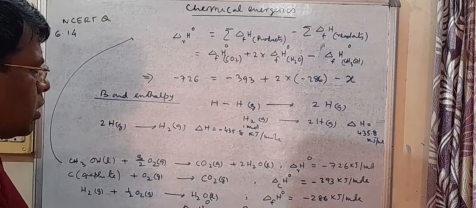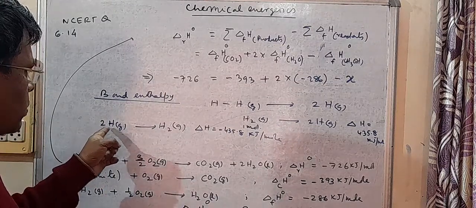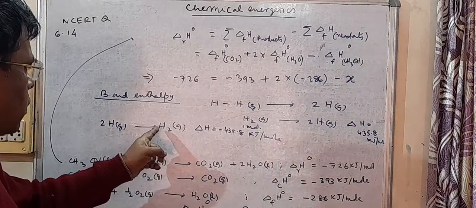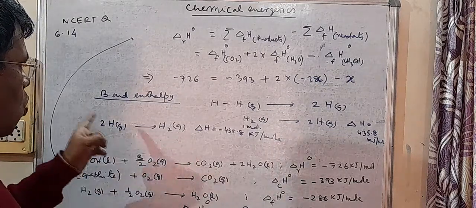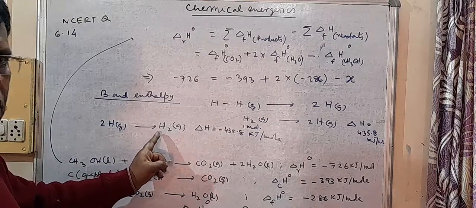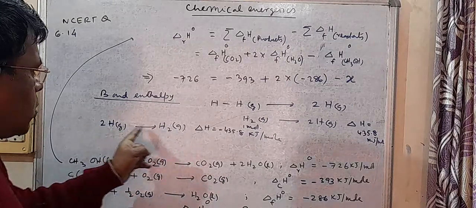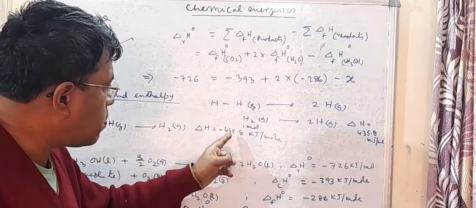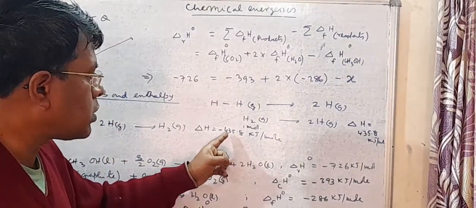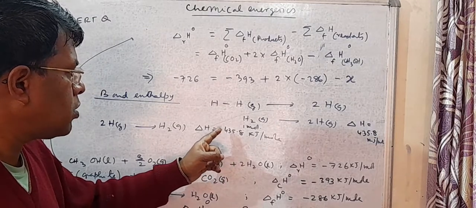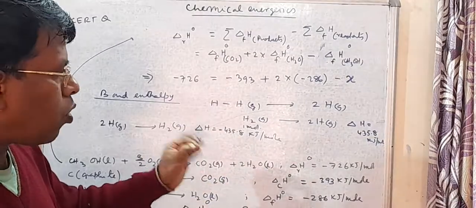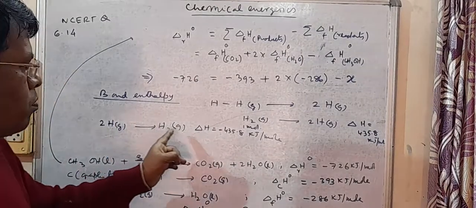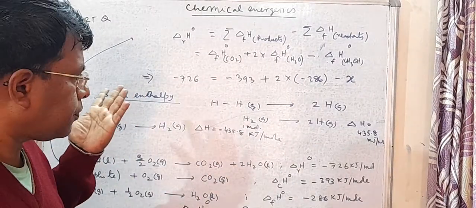Here you should understand this thing, here you see this process, here bond is being formed. 1 mole of bond is being formed, and the meaning of this equation is that when 1 mole of this bond is formed, this much energy is released. Remember always, when bond is broken, energy is required, and when bond is formed, energy is released.